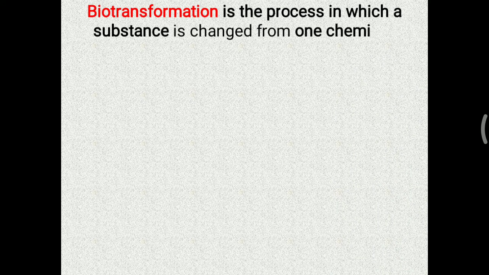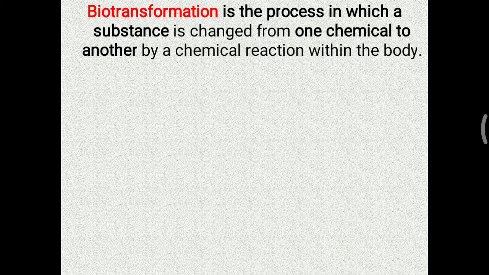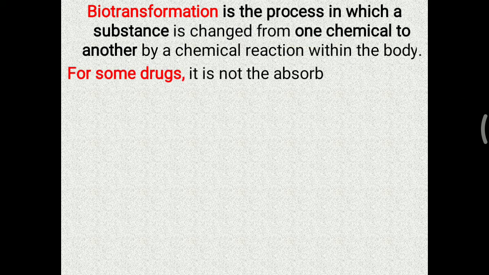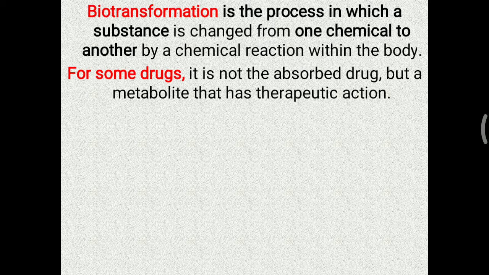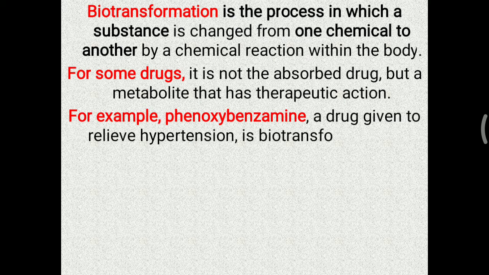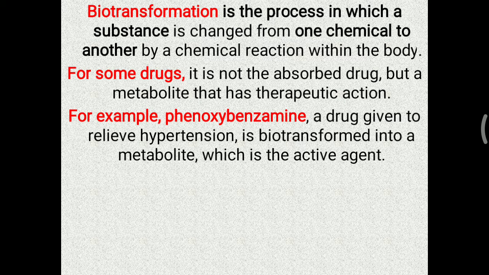So first, biotransformation is the process in which a substance is changed from one chemical to another by a chemical reaction within the body. It is simply one type of chemical reaction to convert one molecule into another type of molecule. For example, some drugs are not active as absorbed, but are converted or biotransformed into another metabolite that has a therapeutic action. An example is phenoxybenzamine, a drug given to relieve hypertension. This drug is biotransformed into an active agent, and that helps to relieve the hypertension.